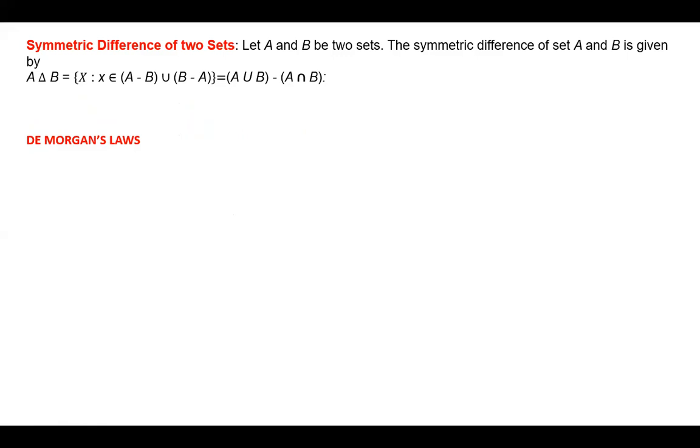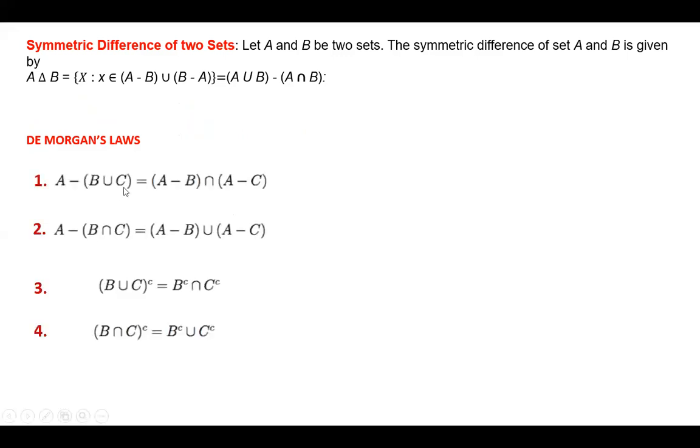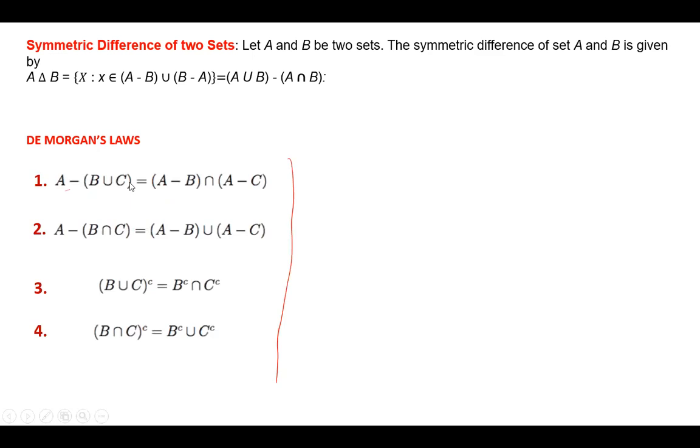Okay, so let's take a look at the De Morgan's laws. So these are some of the De Morgan's laws that you need to understand. When you have A minus B intersection C, this can also be written as A minus B intersection. Okay, here, this is just the distributive law. That's what I can just call it. Okay, that is what it is.